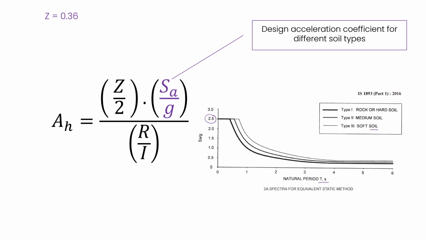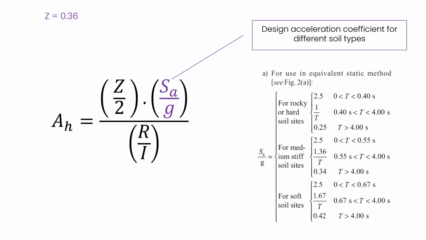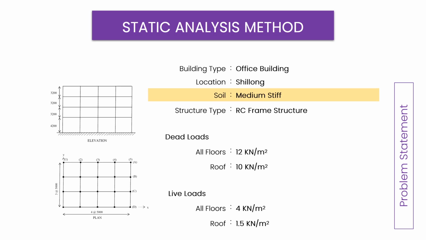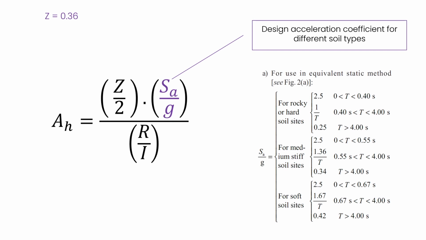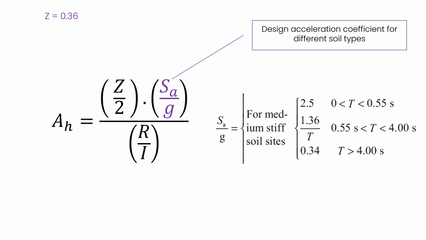Now, of course, we won't be using this graph to evaluate SA by G because IS 1893 has quite conveniently given us some formulas to work with. We will be using the equivalent static method because we are working with the static analysis right now. And as per static analysis, this is the value of SA by G. Now, again, this looks a bit confusing, but we will be breaking this down in a minute. So let's first figure out which soil are we dealing with. If you don't remember the question again, this is the problem statement for you, and the soil which we're trying to deal with is the medium stiff soil. So let's locate our medium stiff soil sites, and this is where we lie.